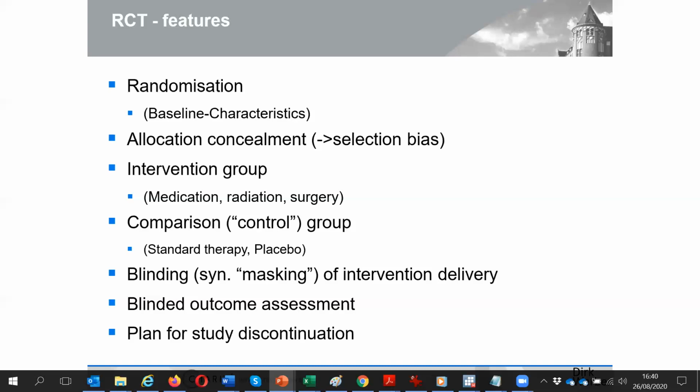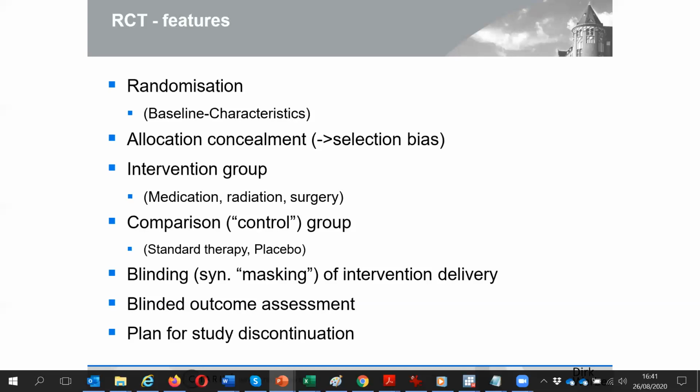Then there's the issue of blinding, and there are types of blinding where you're masking. It's more or less the same as concealing the intervention which you are giving. But for blinding, you can have several stages. You can have single blind, double blind, depending on whoever is being blinded. I think there are slides where we discuss this. You can also have blinded outcome assessments.